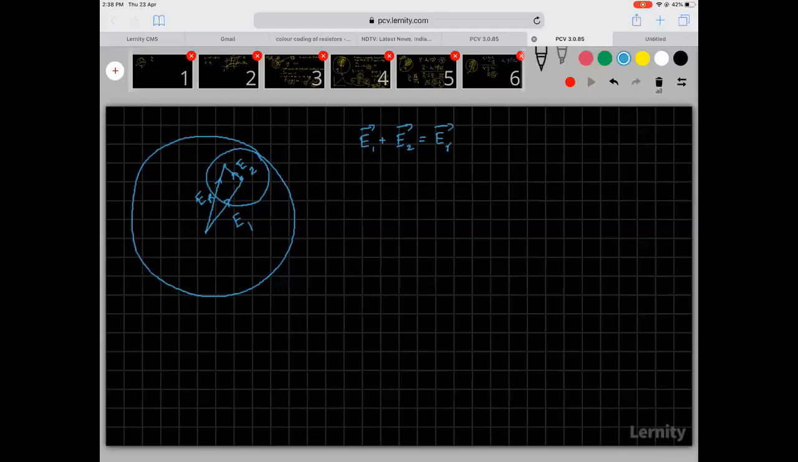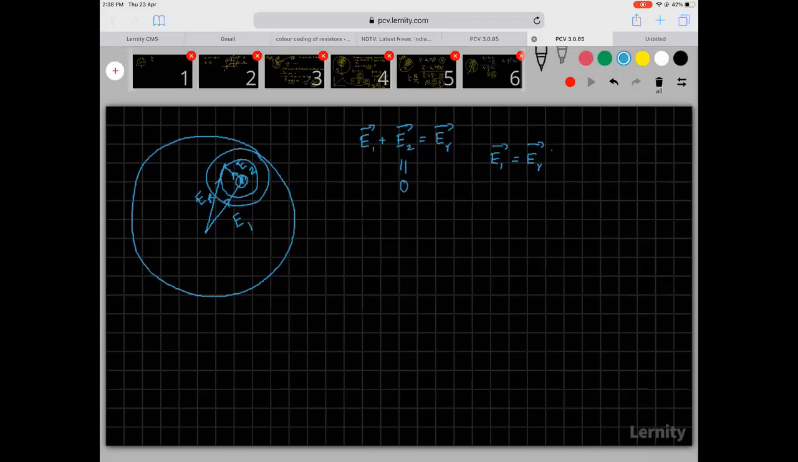Now E2 vector is equal to 0. Why? Because if I draw a Gaussian surface here, the net electric field there is 0. So if the net electric field there is 0, I'll see that E1 vector is equal to ER vector, meaning inside the cavity, the electric field at the center of the cavity is the same as the electric field anywhere inside the cavity.